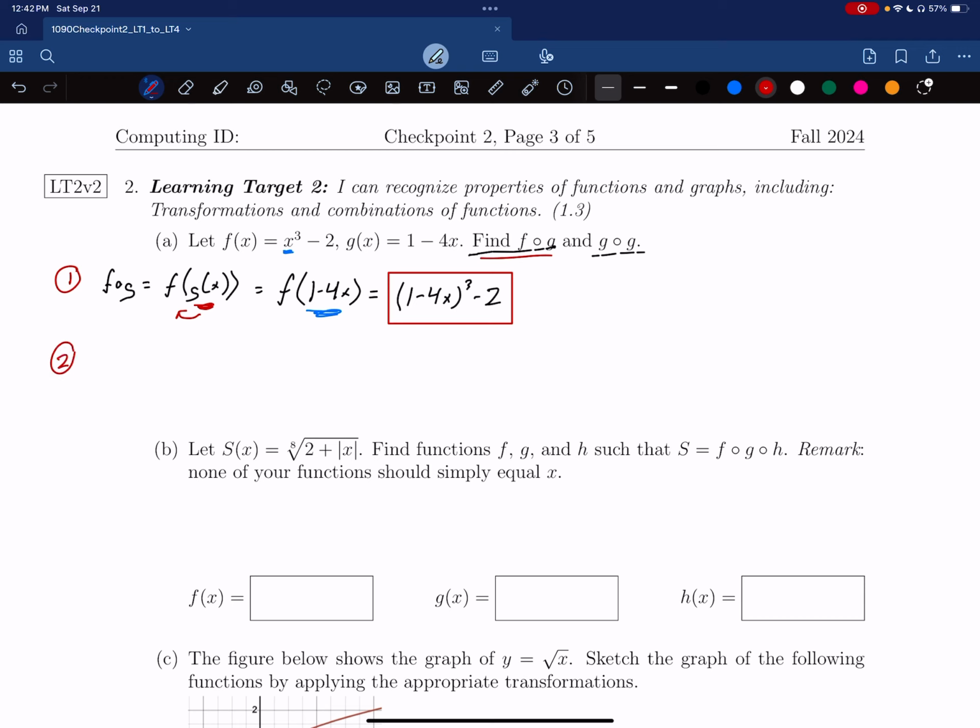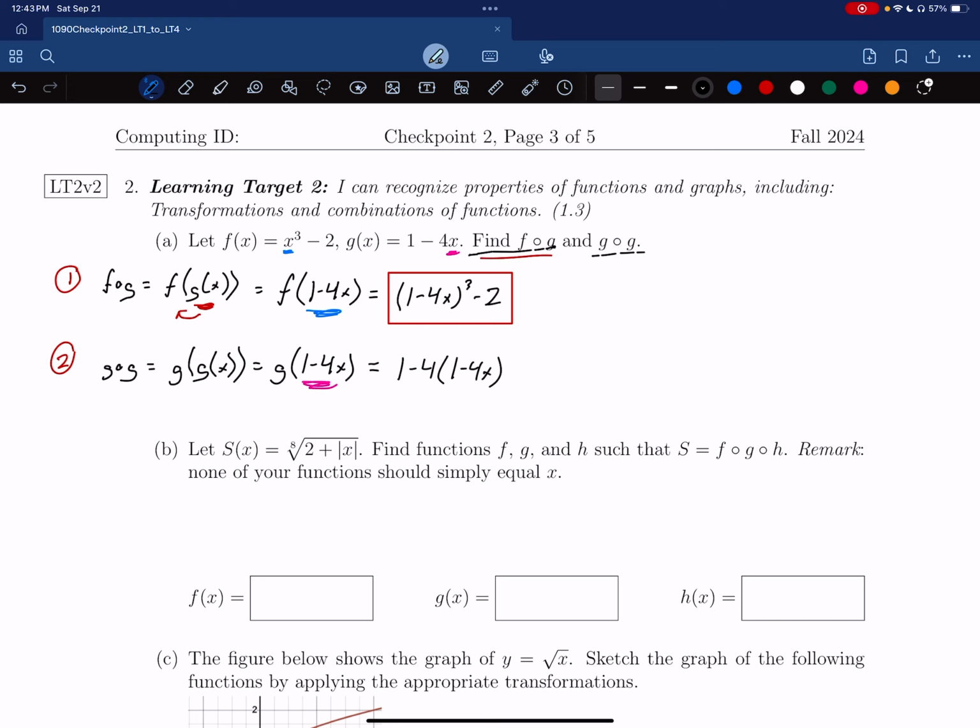Now we're going to look at g of g. Similarly, we can rewrite this as g of g of x. And it may be a little weird to think about putting a function inside of itself, but it'll be exactly the same as we did before, where we will have g of 1 minus 4x. And that basically means wherever we have an x in g of x, we're plugging in that 1 minus 4x. So we can rewrite this as 1 minus 4 times (1 minus 4x).